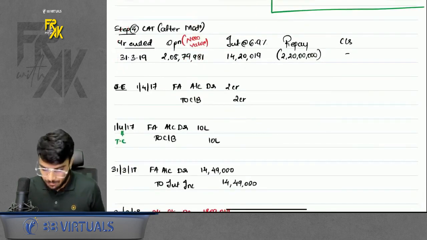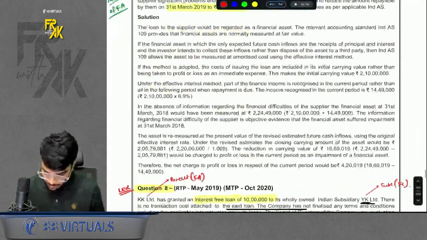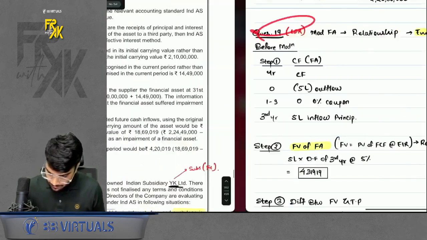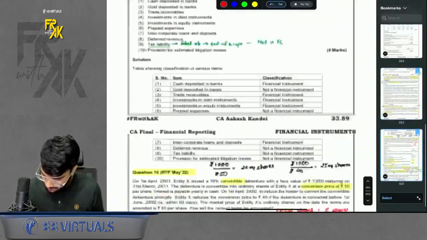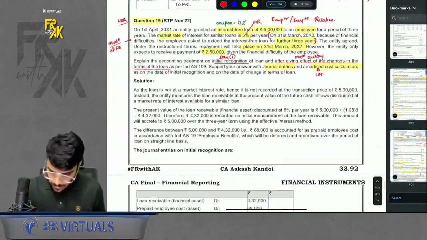Prepare the LAT after modification with the new opening value. That's it. Done and dusted with this question. It was a simple question. There is one more question, and that is question number 19. Okay, we can solve that question as well. One sec. Okay, what is in question number 19?